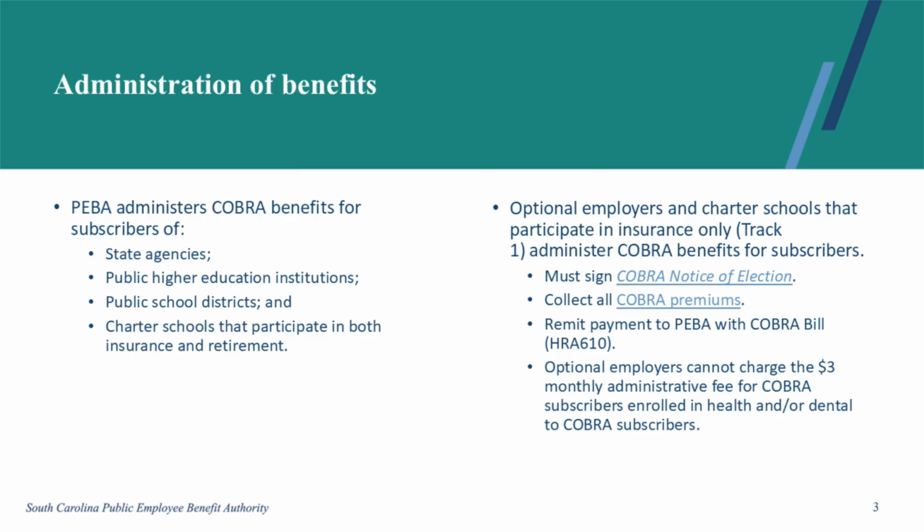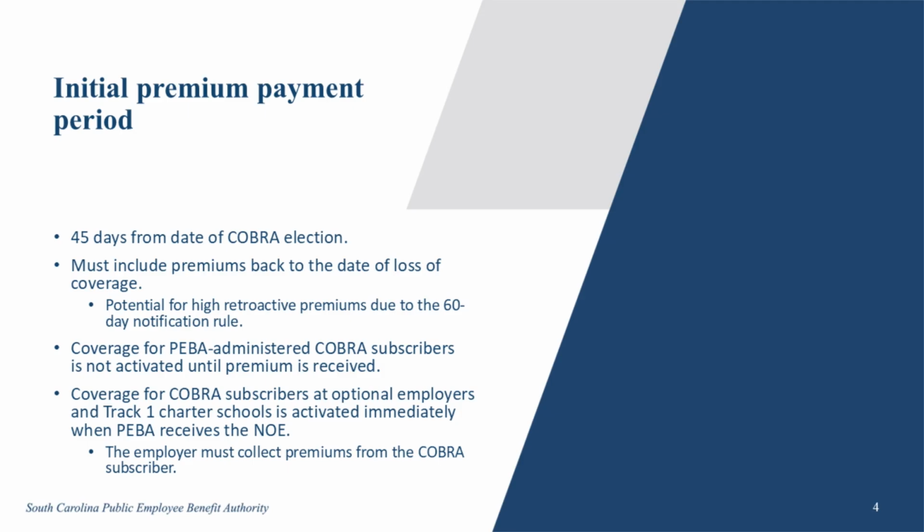The benefits administrator is also responsible for collecting premiums and remitting payment to PEBA with COBRA Bill HRA 610 each month. There is a $3 administrative fee for COBRA subscribers, and optional employers cannot charge this fee to subscribers. A qualified beneficiary has 45 days from the COBRA election date to make the initial premium payment. The initial payment must include premiums back to the date COBRA coverage began. Coverage will not be activated until the premium is received for subscribers for whom PEBA is the benefits administrator.